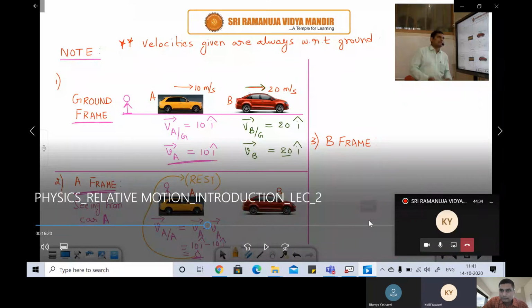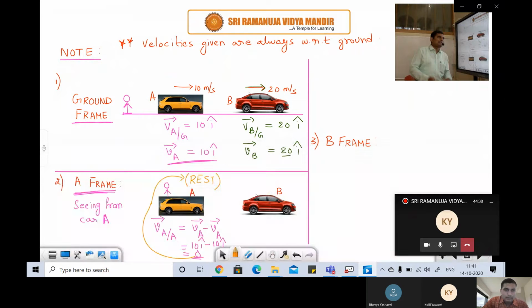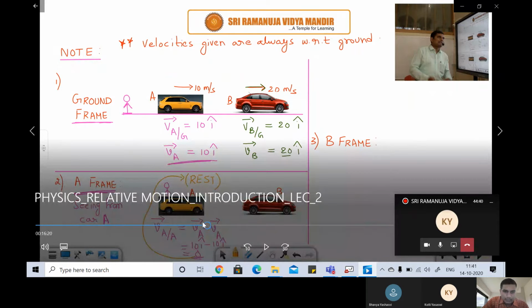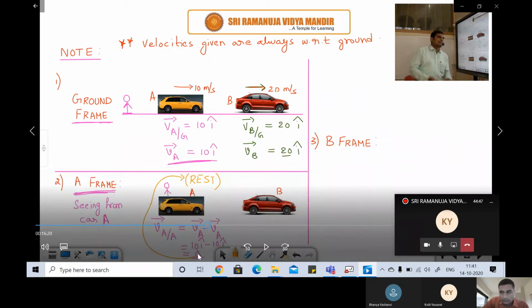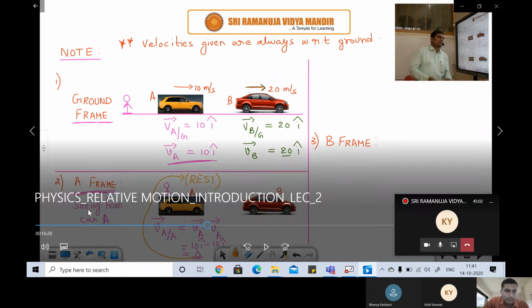Yes, sir. So now whenever we stand on a moving object like here, car A, now car A is at what? Rest. So always remember from now onwards, whenever you stand on a particular frame, that particular frame is at rest. So if you stand on A, A is at rest. If you stand on B, B is at rest. Now we are solving from A frame, so A is at rest.